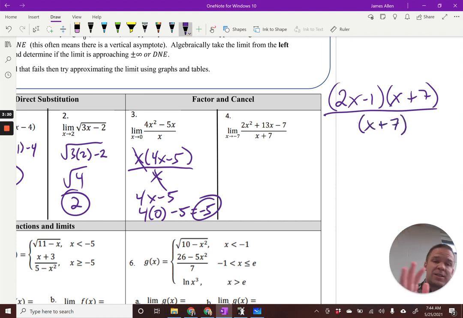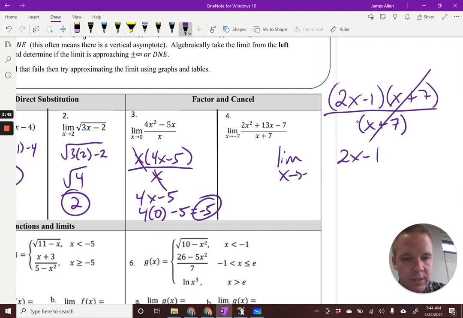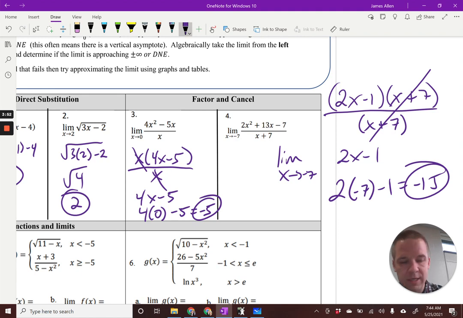If it's going to cancel, it doesn't always cancel. We're not always going to be able to factor and cancel. Sometimes it doesn't work out that way. All right, but in this case it does. Boom. And I'm left with 2x minus 1. So now I have the limit as x approaches -7 of that. And I can just directly substitute now. 2 times -7 minus 1. It's -14 minus 1 is -15. Okay, cool. So factor, cancel. Direct substitution doesn't work. Factor, cancel.